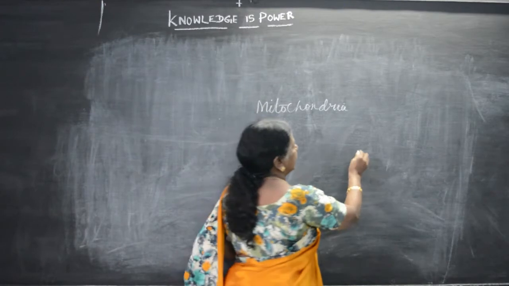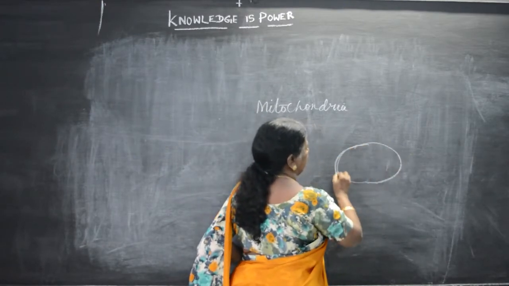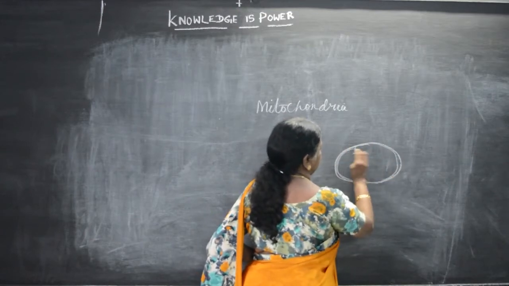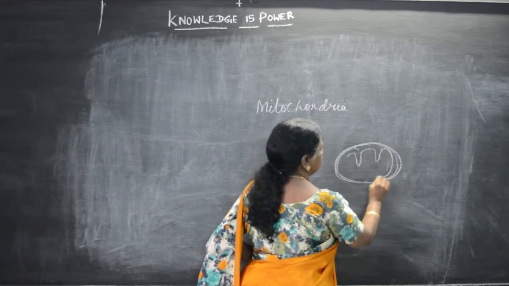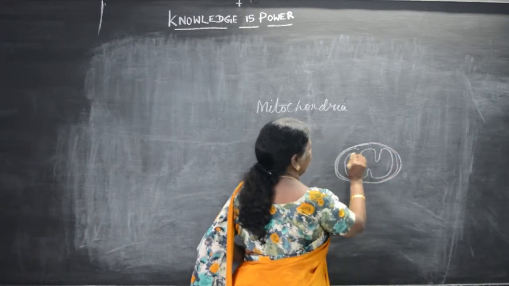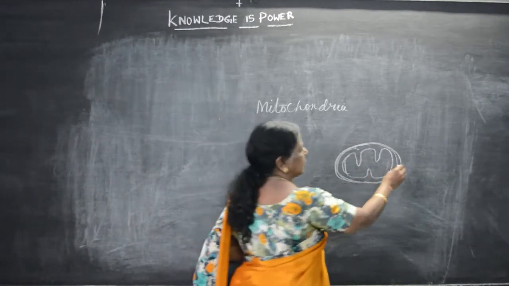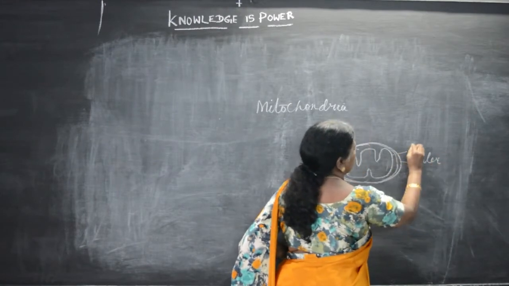It has a double membranous structure. Mitochondria is double membranous, that is outer membrane and then inner membrane. Inner membrane has foldings like this. Outer membrane and inner membrane. This is outer. And this one is what? Inner membrane.